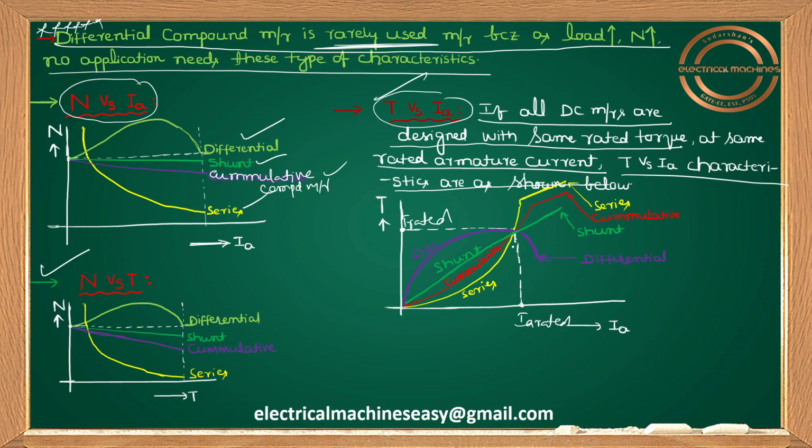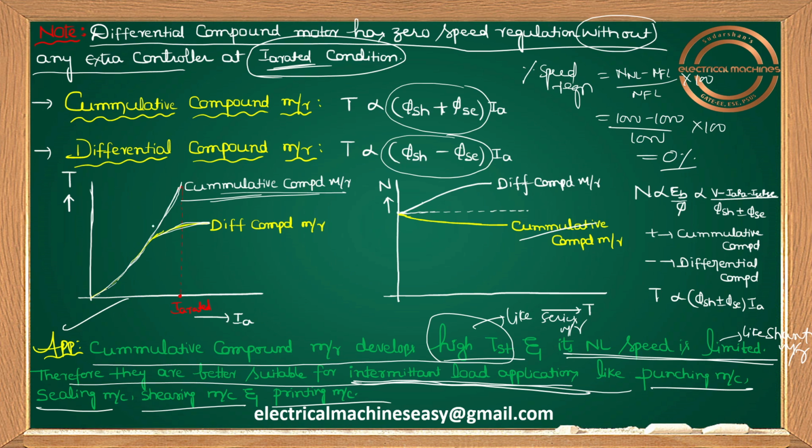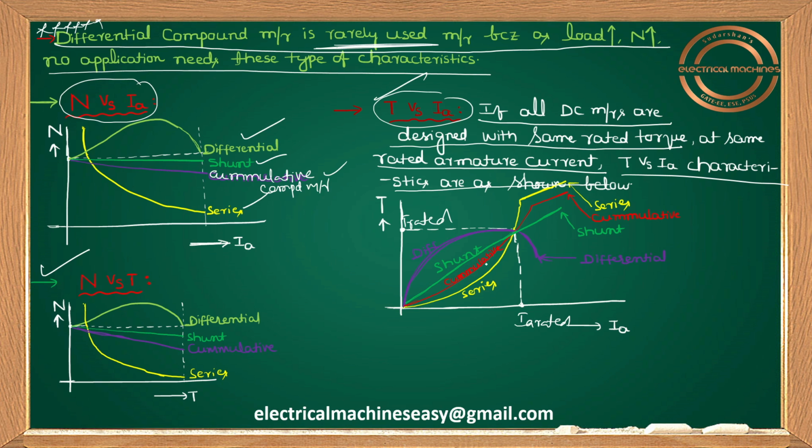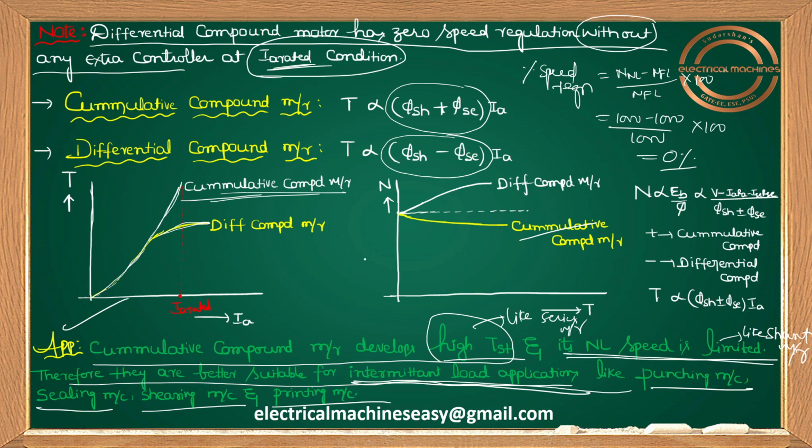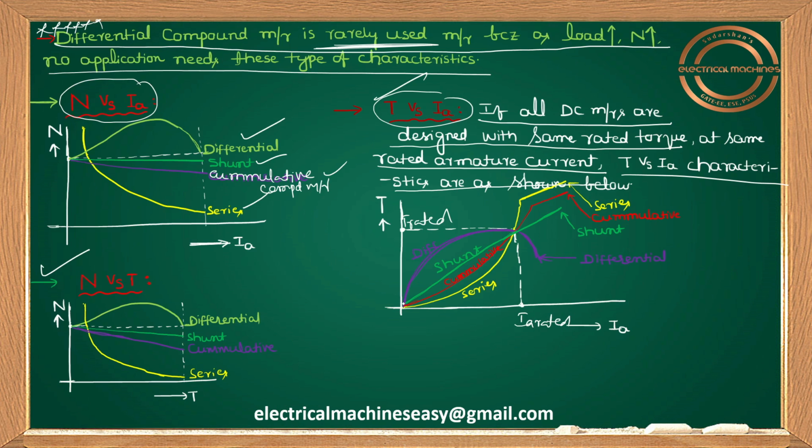And cumulative, just now I told you previously, T versus Ia is first parabolic, then almost linear. And for the differential compound motor, it is a parabolic curve, like this, and at large Ia values it is reducing. It is increasing and then reducing above rated armature current.